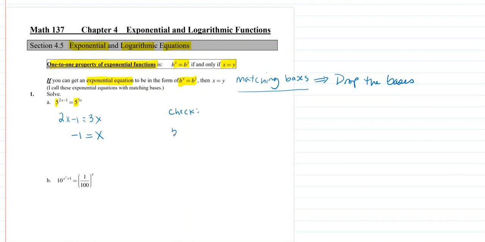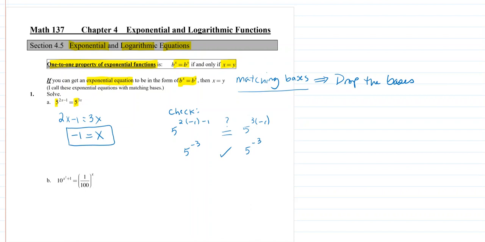If I plug in -1 for x in my original equation, on the left-hand side, I get that. And we want to see if these are equal. On the right-hand side, I get that. So 2 times -1, -2 minus 1, that's 5 to the -3. And on this side, we also get 5 to the -3. It checks out. So the solution to this equation is -1.